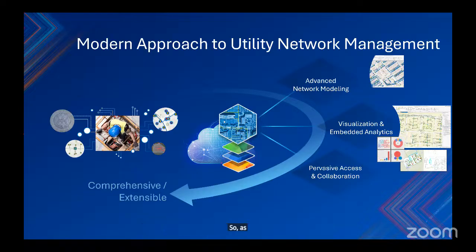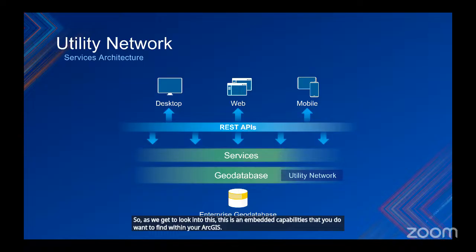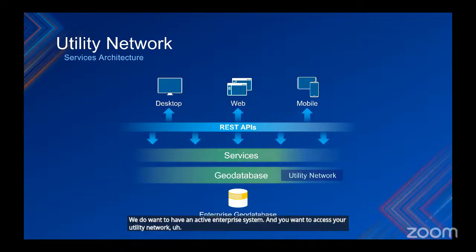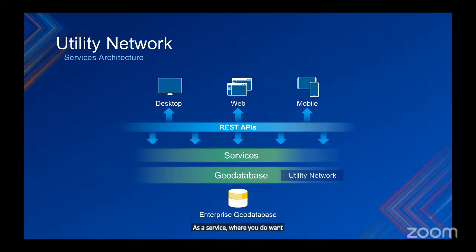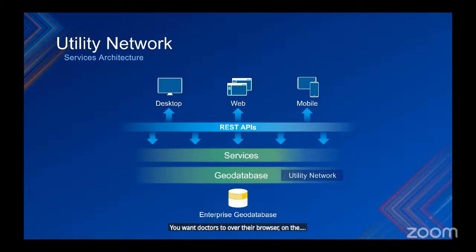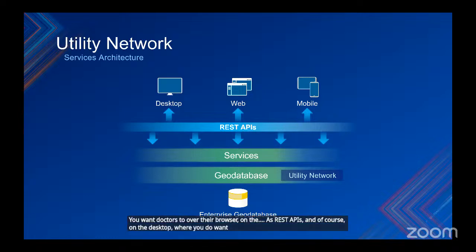As we look into this, these are embedded capabilities that you find within ArcGIS as a system, whereby you have an architecture, a utility network service-based architecture, where you have an ArcGIS Enterprise system, and you access your water utility network as a service, either on a mobile device in the Field Maps application, over the browser as REST APIs, and of course on the desktop, where you enjoy a lot of advanced capabilities in ArcGIS Pro, and should be able to model your utility network.